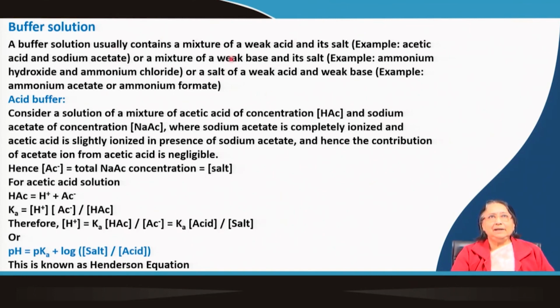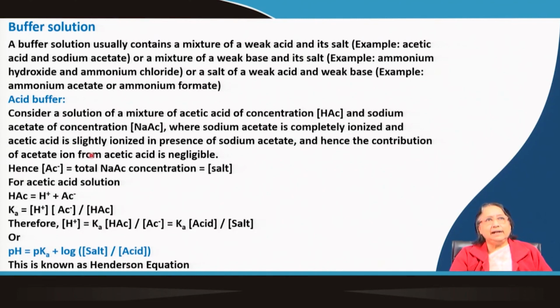And if it is an alkaline buffer, then it should be a weak base and its salt. Example, ammonium hydroxide and ammonium chloride. Or it can be a salt of a weak acid and a weak base. In the previous slide we have seen that ammonium acetate is nothing but a salt of a weak acid and a weak base. So, that is also a buffer.